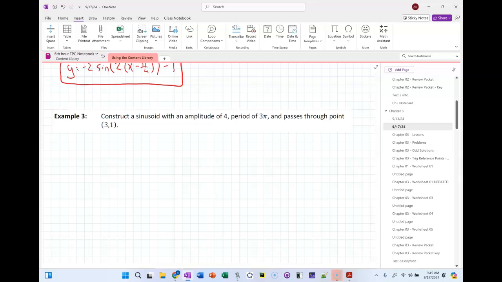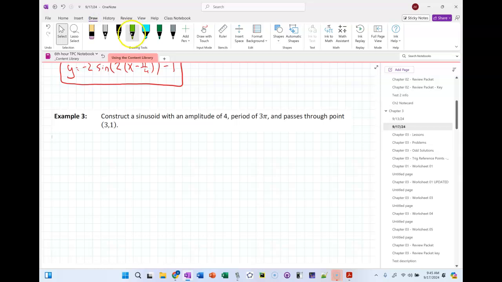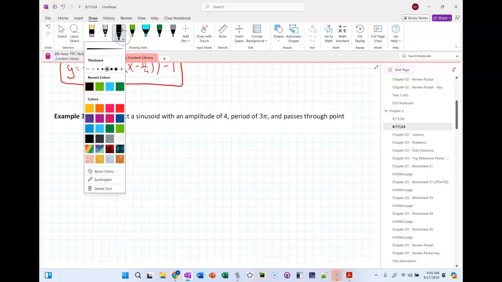So again, this is very similar to the last set of problems from the Delta Math, but instead of just telling you a description, we're also specifying that the graph has to pass through a specific point. In this case, it's the point 3, 1. So far, so good? Okay. So we'll still start the same way.